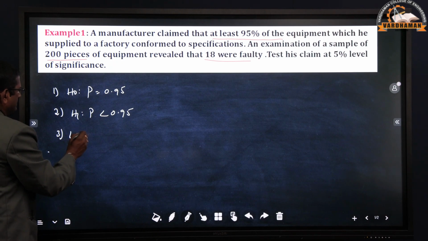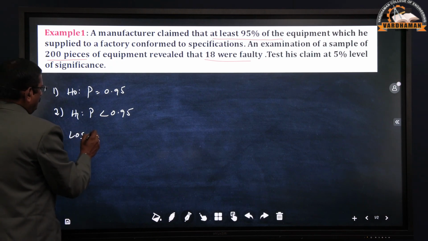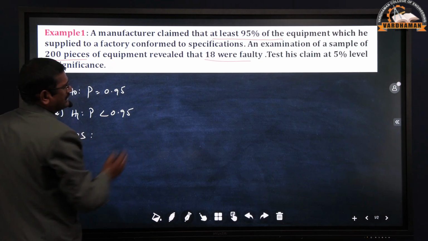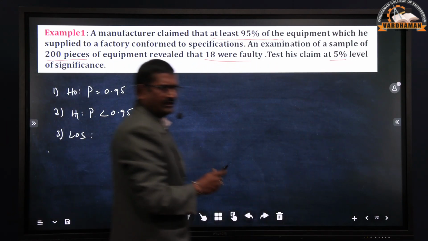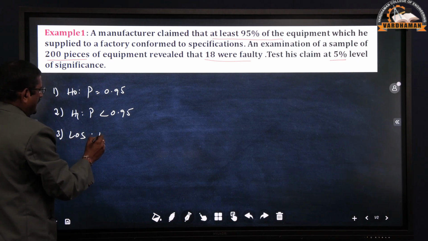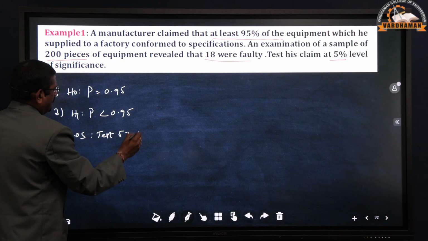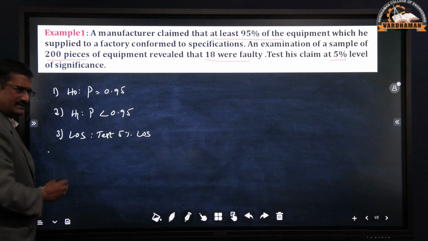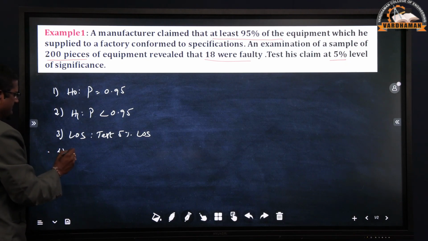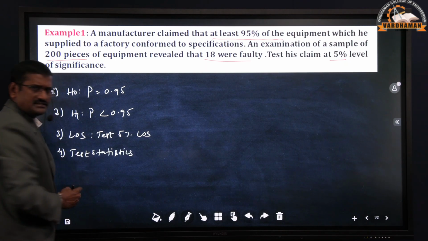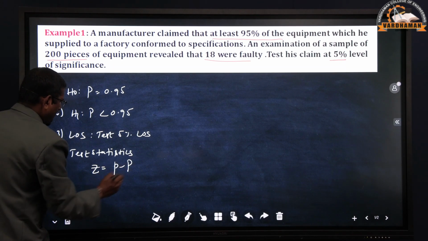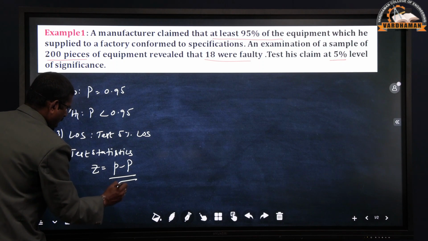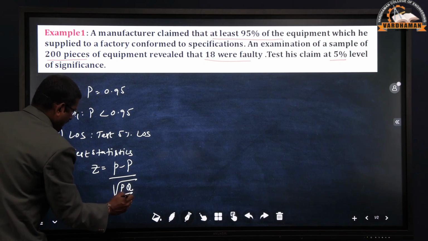The third working rule is the level of significance. Here they mentioned where we have to test it, so we test at a 5% level of significance. The fourth working rule is the test statistic. The test statistic is Z = (p - P) divided by root of PQ divided by n.